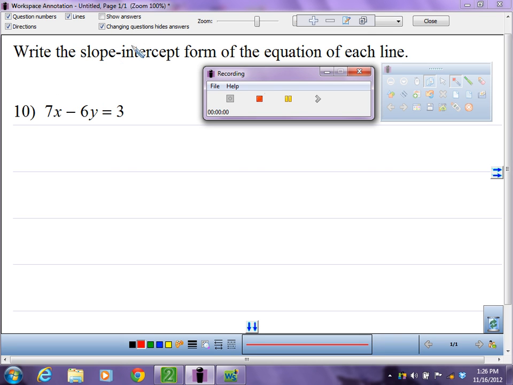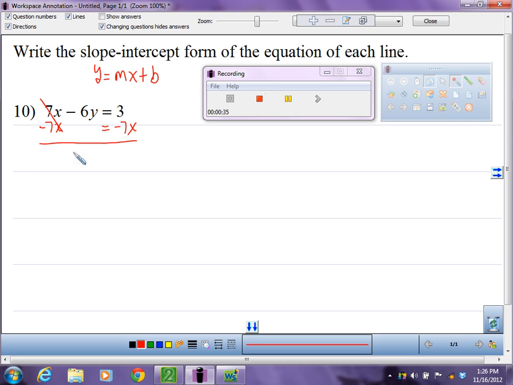Okay, again for number 10, it also says write the slope-intercept form of the equation of each line. So again, our slope-intercept form is y equals mx plus b. Notice right here, it's almost in that format, except we have to move the x to the other side because our x term happens to be on the right side. So here, by property of equality, I can subtract that 7x.